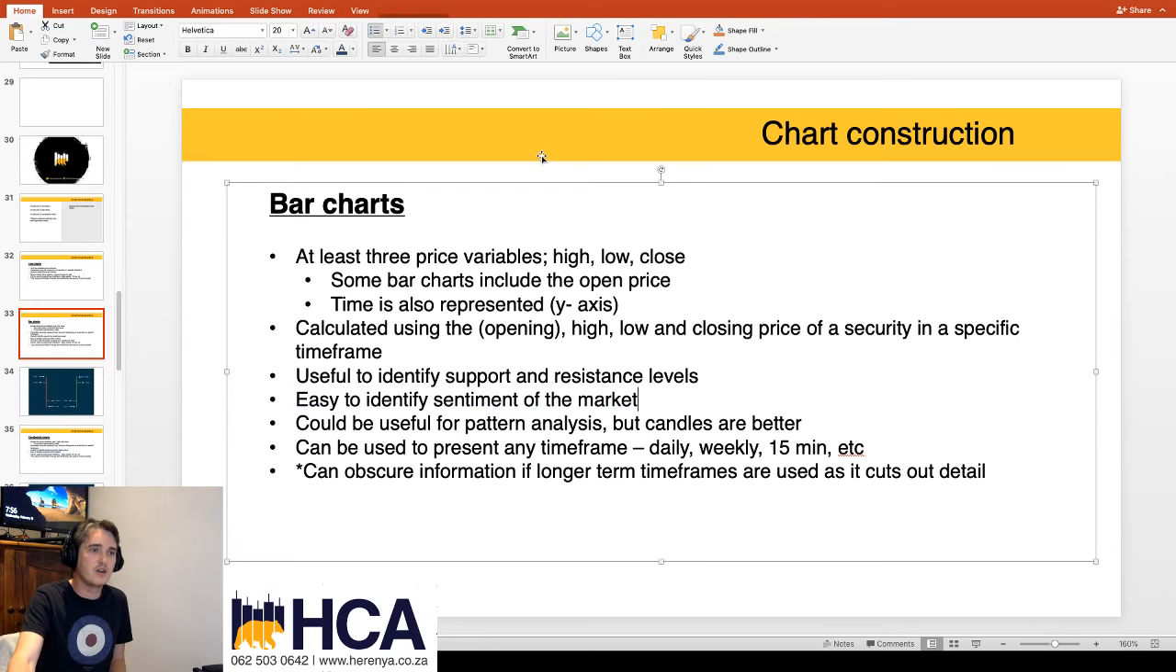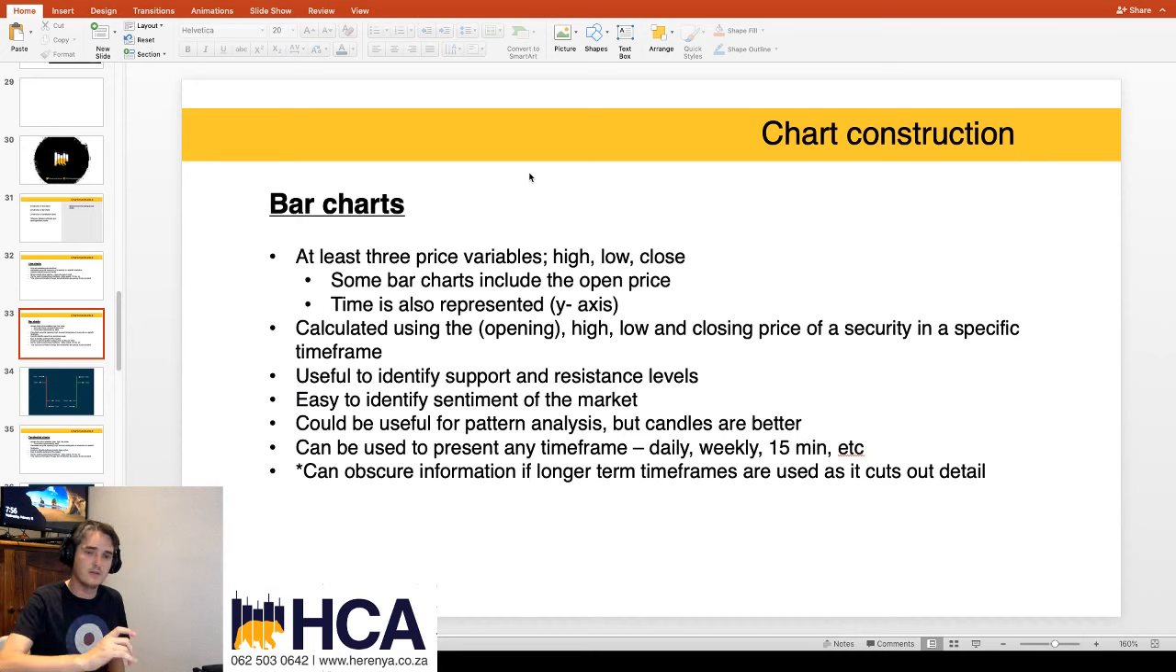Also, because of the nature of the bar and the range that the bar shows you, it can help you to interpret the sentiment of the stock market or the market around a particular security, right? It could be useful for pattern analysis, looking at the patterns that the bars form with one another, you know, if you join a bunch of them together. However, candlesticks are obviously much better at that. And then it can be used to present any time frame, again, daily, weekly, 15 minutes, whatever the case is. And once again, I'm saying it can obscure longer term time frames because it cuts out detail.